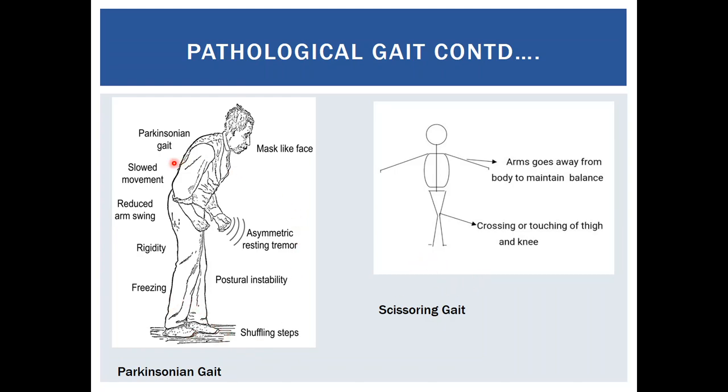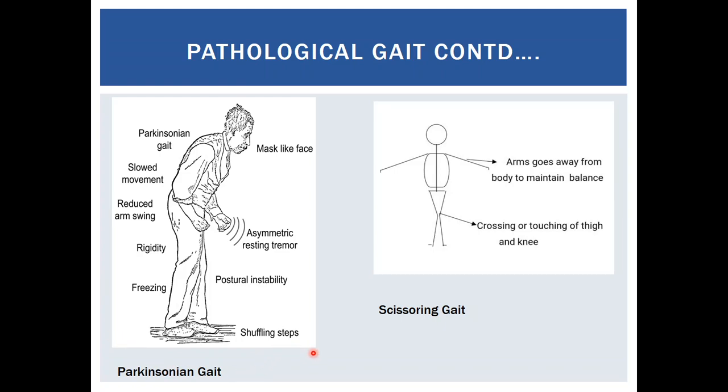And the one on the left here is a Parkinsonian gait. You can see the person stooping, and the arm is not swinging at all while walking, and the foot lift is not very good, and the heel strike and toe off are not very good either. They have shuffled steps, and they're quite rigid, and there's asymmetric resting tremor as well. This is a typical Parkinsonian gait, and they have very slow movement as well.